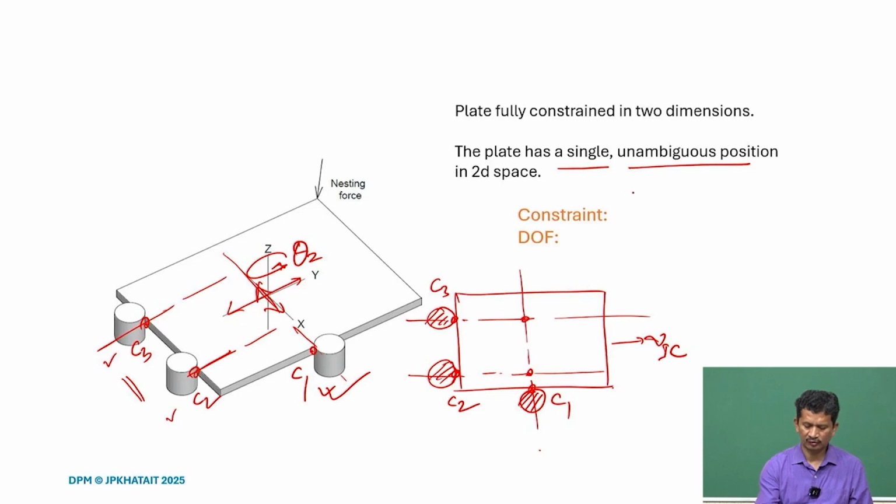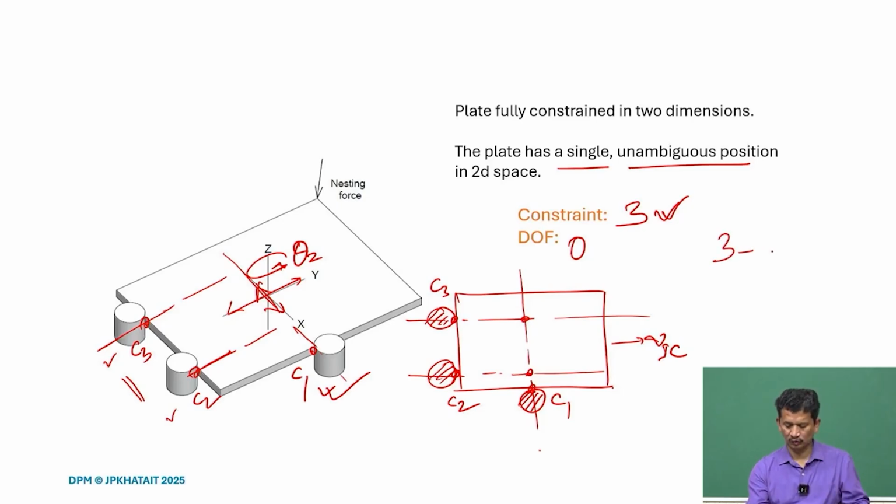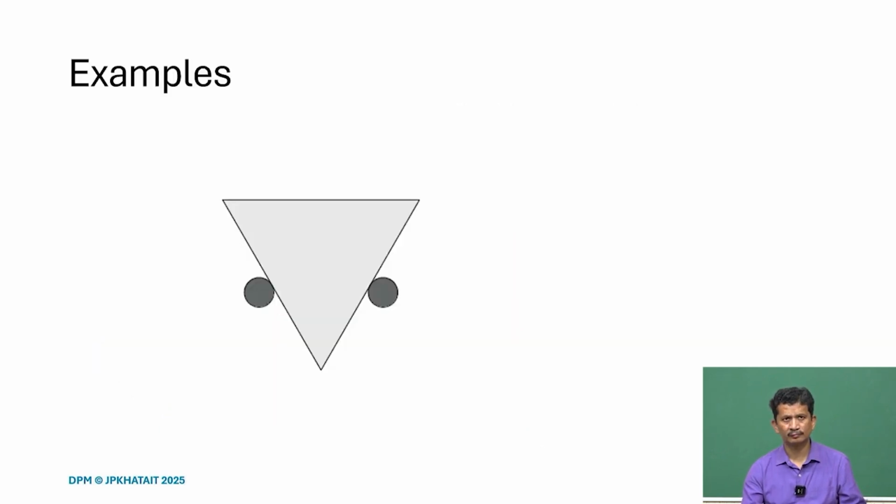Coming to the constraints, of course, we have three constraints and the degree of freedom is 0. We also know from the analysis that all the motions are now restricted, so there is no planar motion possible. In the planar case we have 3 degrees of freedom and 3 constraints, so 0 degrees of freedom are left. We can talk about many examples. Take a pause. Stop.